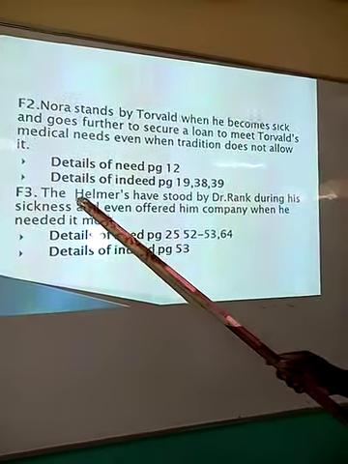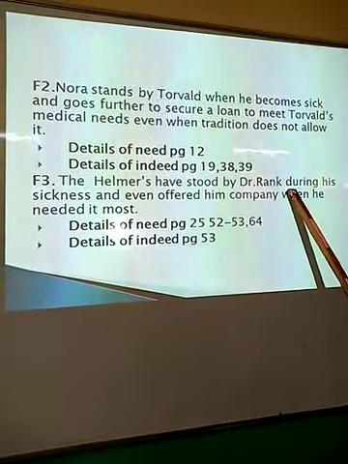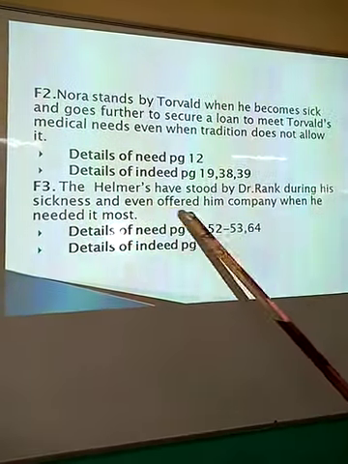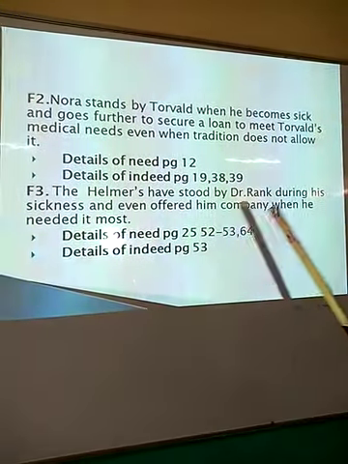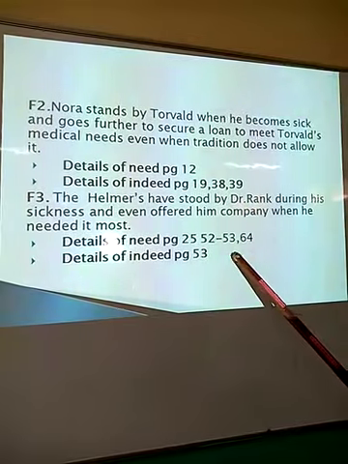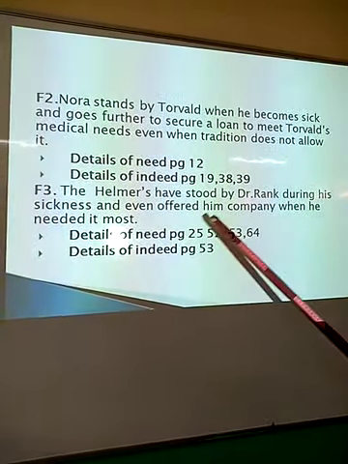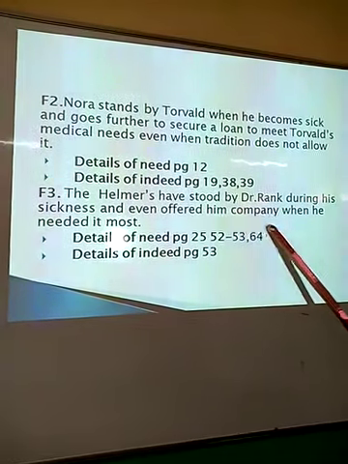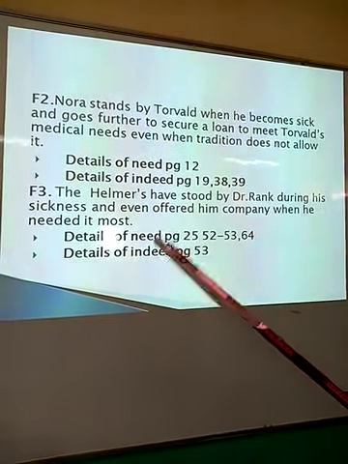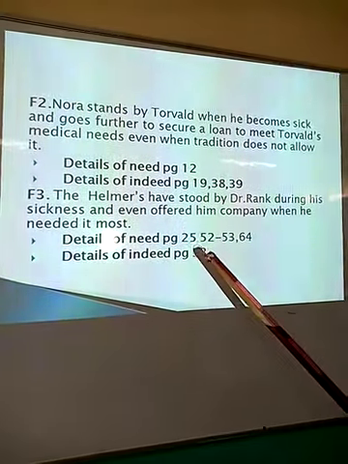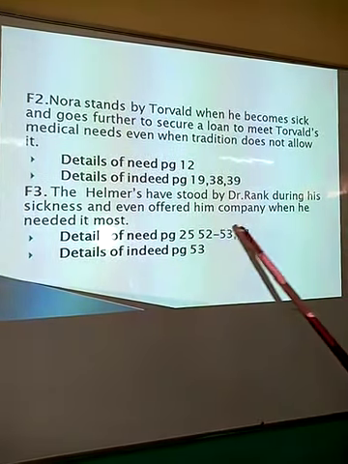Now, we are in F3, which is the Helmers. They stood by Dr. Rank during his sickness and even offered him company when he needed it most. Rank is the man in need. The details of his need is the fact that he's wretched, the fact that he's suffering from a spinal disease, the fact that this is a disease that he is not responsible for, but his father is to blame, and there's nothing he can do about it. He is headed for death.